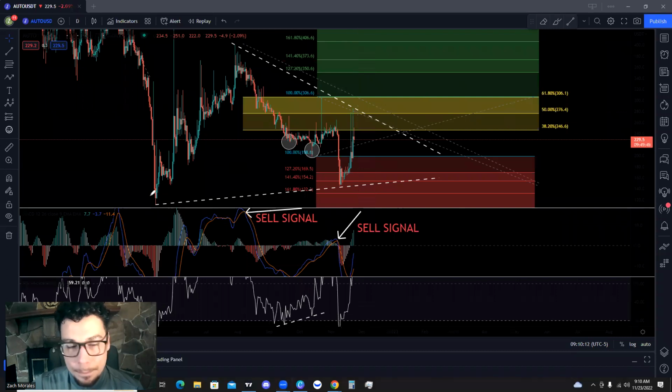Now, this pattern is really just a symmetrical triangle. We're really just zigzagging through this area, ultimately looking for a breakout to the upside or to the downside. This pattern is not necessarily bullish or bearish. It's more of a neutral pattern, and it'll provide you a setup either to the upside or the downside.